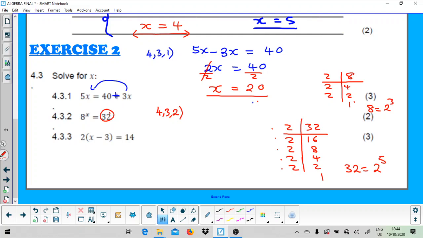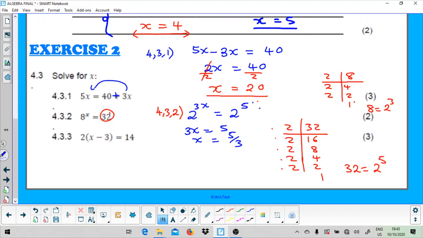So what am I saying here? You were supposed to notice that this 8, you could write it as 2 to the power of 3, and then you can put the x there, it multiplies. And then you also write this 32 as 2 to the power of 5. So it's also another way of doing things. So because the bases are the same, now I can really say 3x is equal to 5, and therefore your x is 5 over 3 when you divide both sides by 3. Okay? So that's your solution for that one.